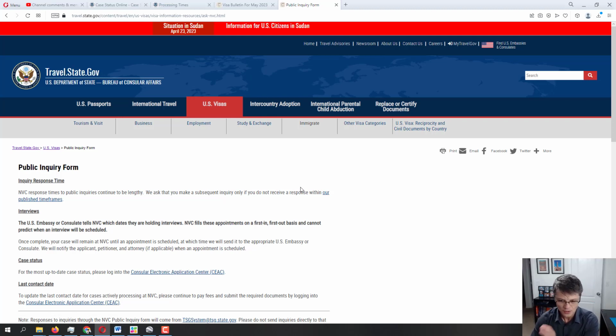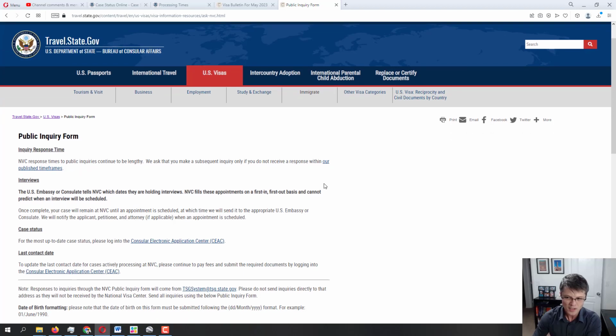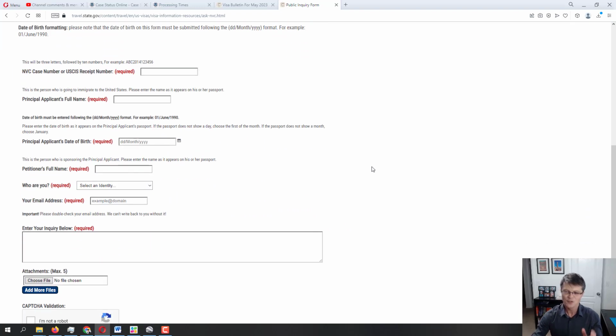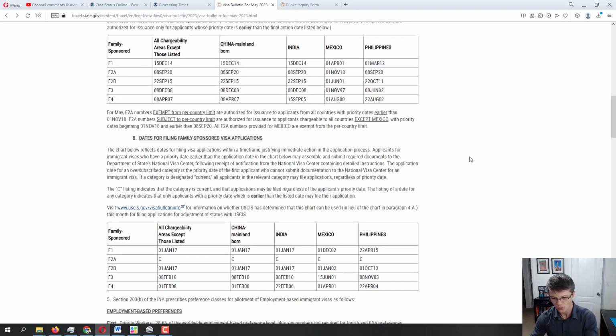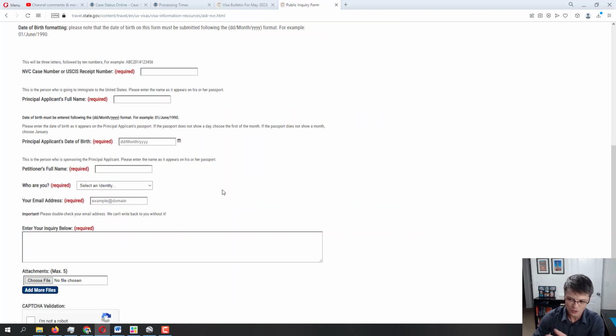But this is the official Department of State website, and you are submitting an inquiry directly to the NVC. So they receive your inquiry. And a lot of times, if you see in the visa bulletin that the dates have passed, showing that you should already have your immigrant visa available, or you see that your case should already be documentarily qualified and it's not, so there's a delay, then you can submit that public inquiry form. I would not recommend doing it every week, not at all.